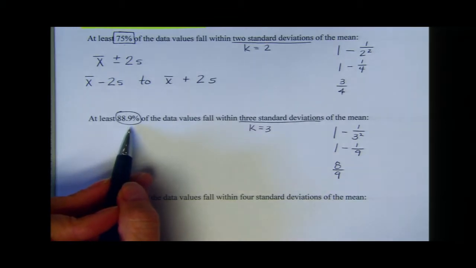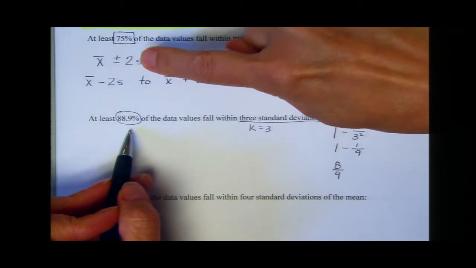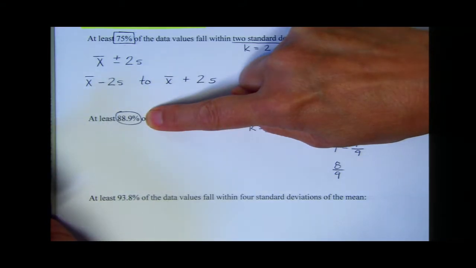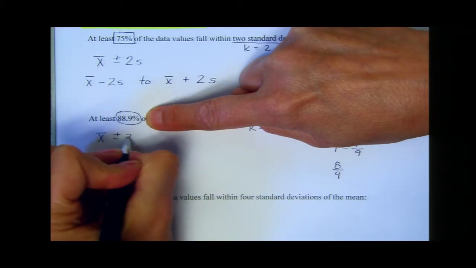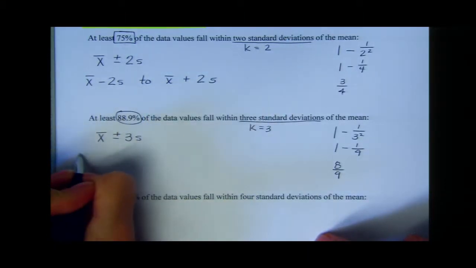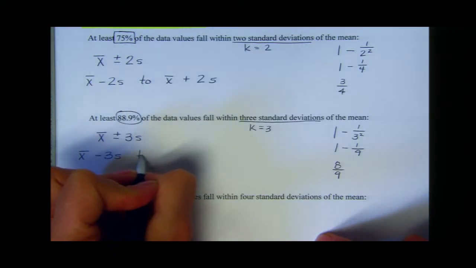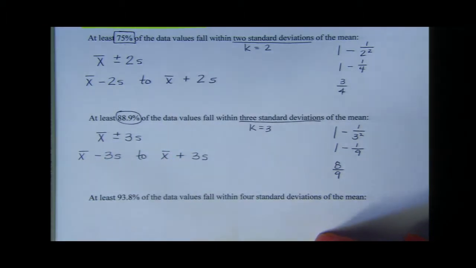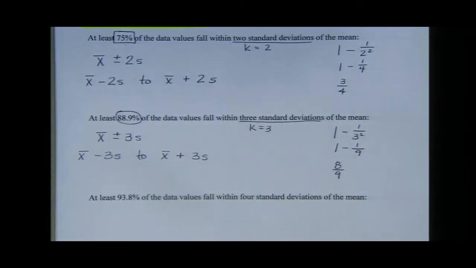So again, what you need to remember is 75% falls within 2 standard deviations, 88.9%, or it might state approximately 89%, is within 3 standard deviations. So that would be x bar minus 3 times s to x bar plus 3 times s. And again, this is your mean and this is your standard deviation.